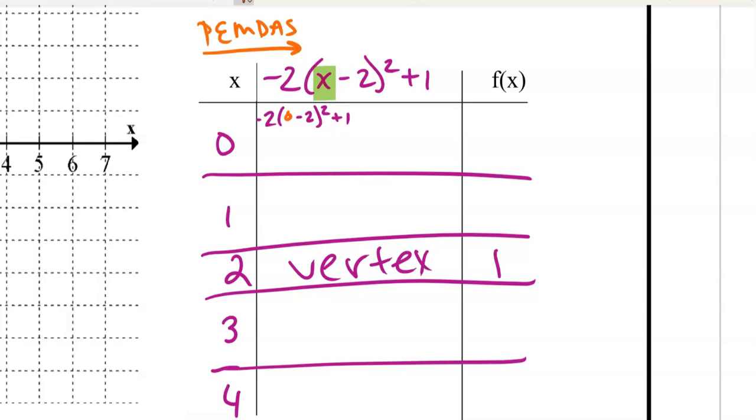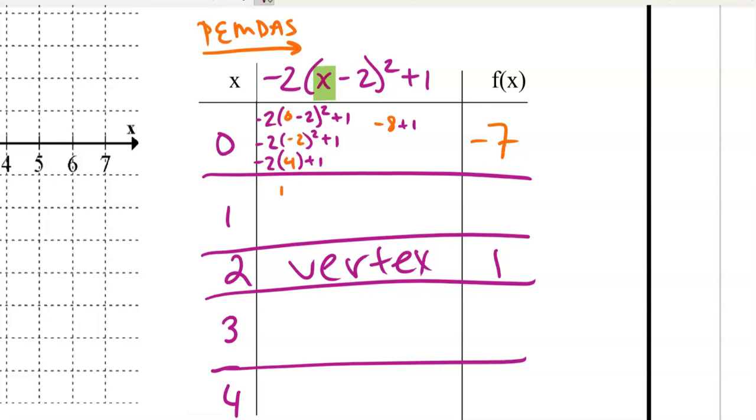Starting with the inside of parentheses, here we have 0 minus 2, which gives us -2. Then we go on to exponents. -2 squared is +4. Then we move on to multiplication. -2 times 4 is -8. Plus 1 gives us -7.